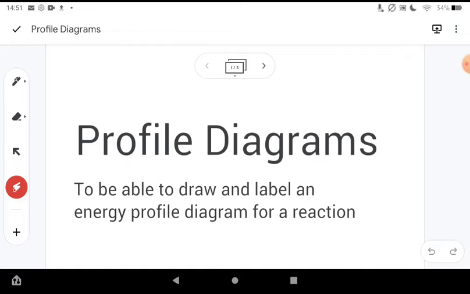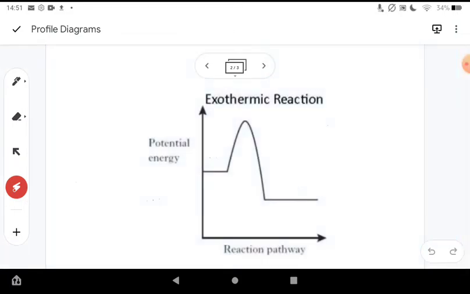So we're just going to have a look at those two different types of diagrams, exothermic and endothermic, and how we label them and how they actually apply to the concepts of heat exchange. So this is an exothermic energy profile diagram.